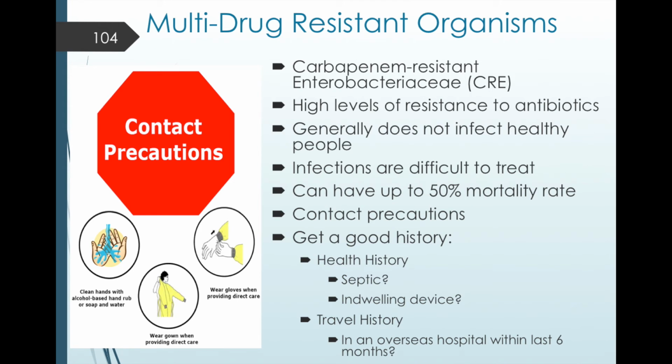CRE is another multi-drug resistant organism. This has high levels of resistance to antibiotics, and it generally does not infect healthy people. Infections are difficult to treat, and it does have a high mortality rate. Contact precautions are necessary when caring for these patients, as well as getting a good history, such as their health history. Do they have sepsis? Do they have indwelling catheters? And a travel history, such as have they been in an overseas hospital within the last 6 months.